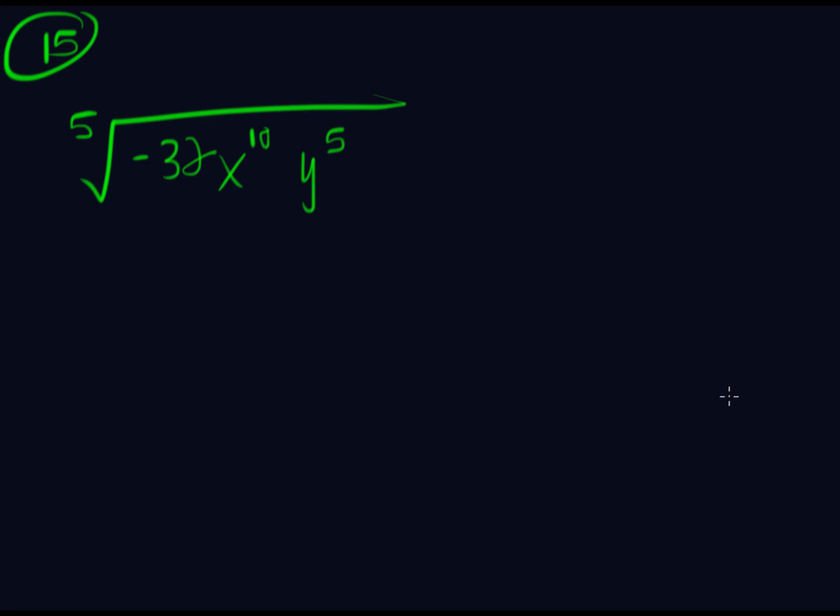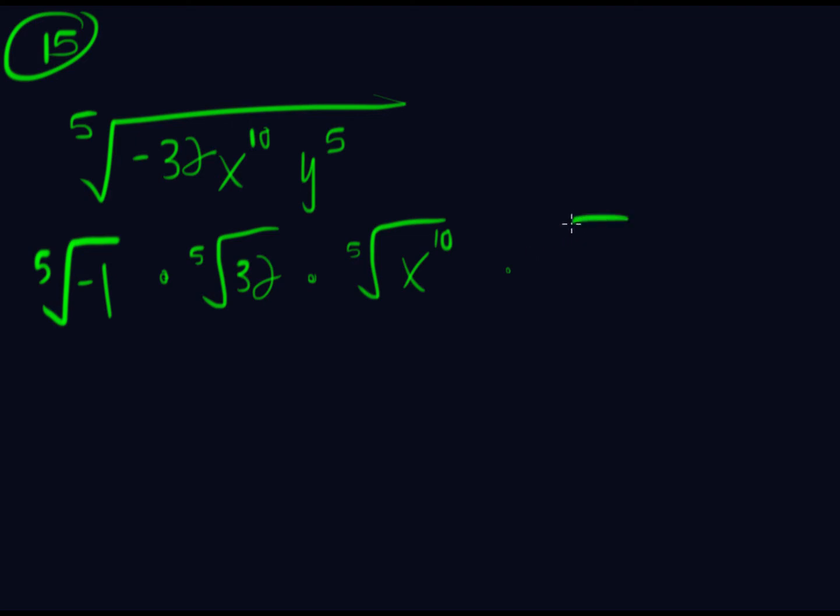In number 15, we're looking at the fifth root of negative 32x to the 10th y to the fifth. Call this overkill, but I like to write it out the way my brain thinks about it. My brain has to think of each one of these things individually. This is like saying the fifth root of negative 1 times the fifth root of 32 times the fifth root of x to the 10th times the fifth root of y to the fifth.